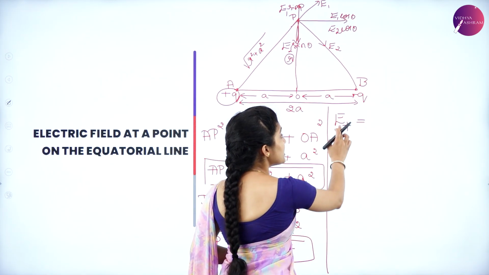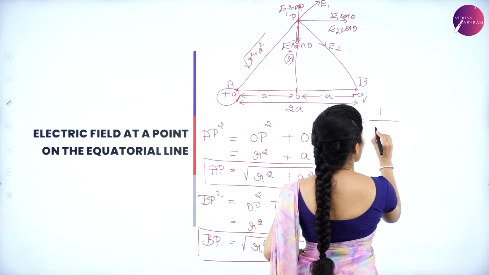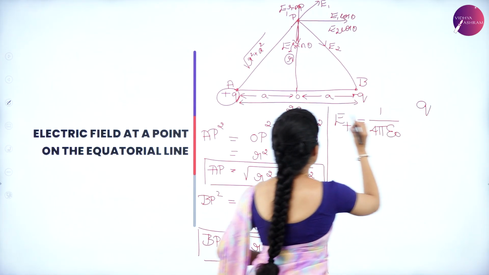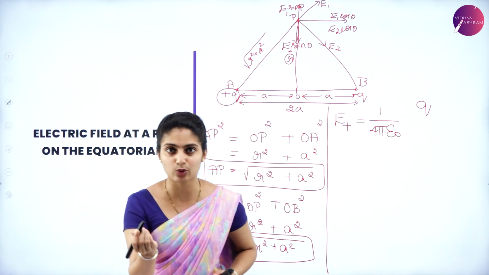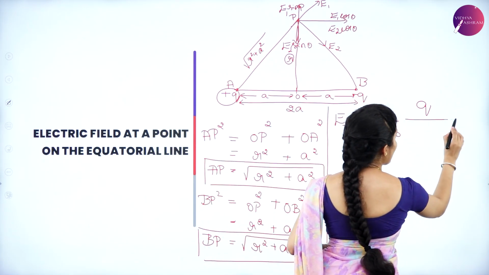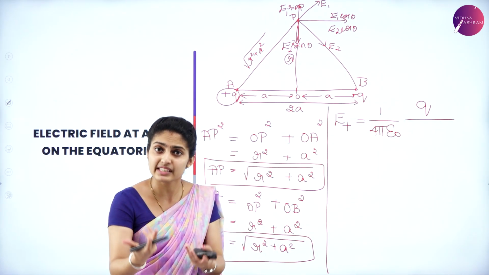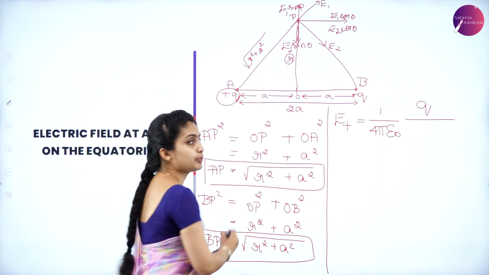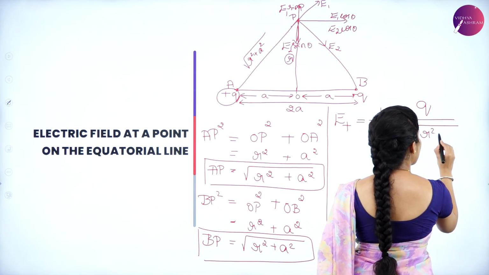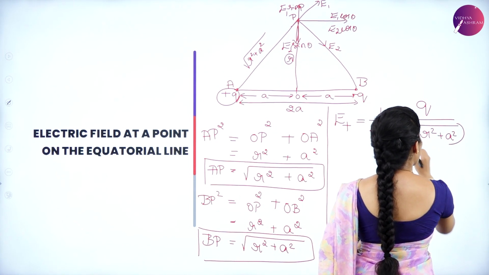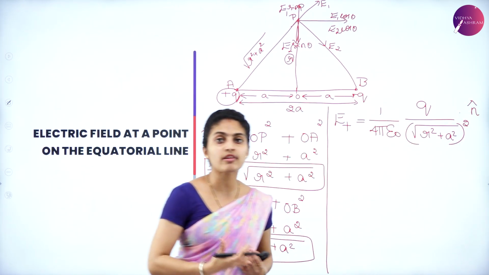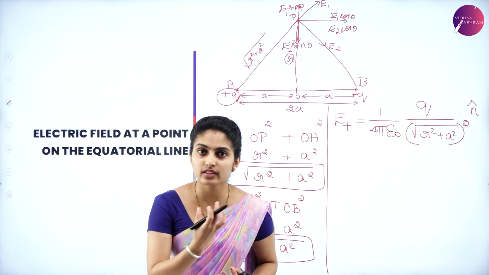Distance can be any numbers whichever is given over here, or any alphabetical terms given over here. So I can write it as E positive is equal to 1 by 4 pi epsilon naught Q, where Q is the positive charge, plus Q, divided by the square of the distance between them, that is between plus Q and point P. So the square of the distance can be given as root of R square plus A square, the whole square, and n cap. Why am I writing n cap? That is the vector quantity.